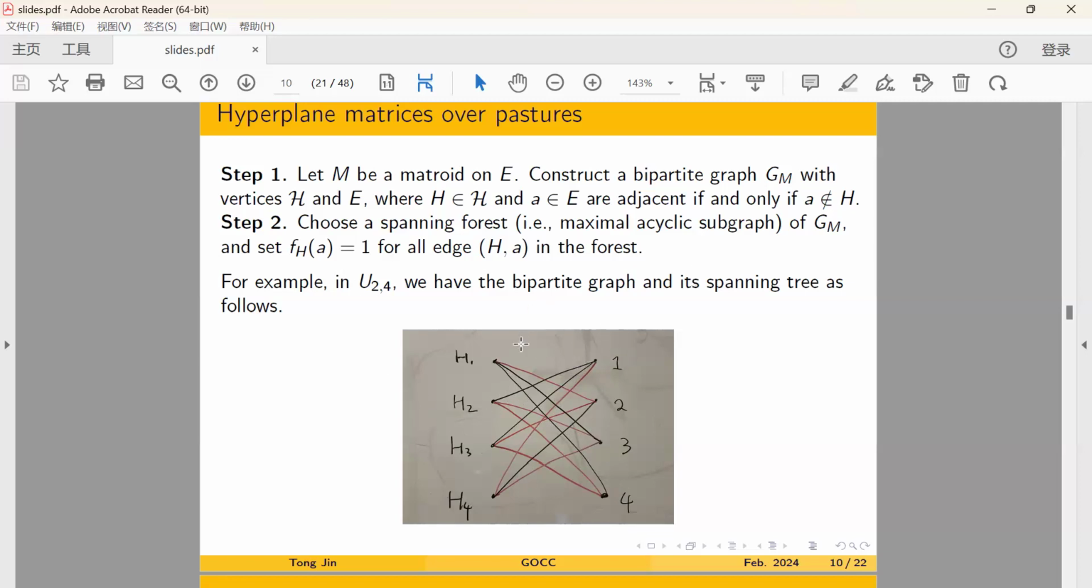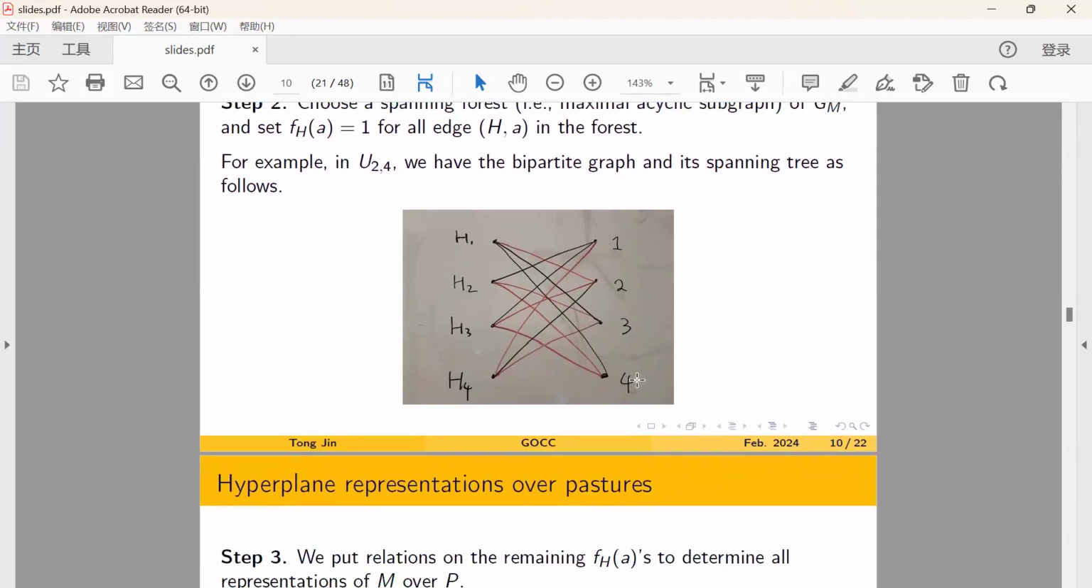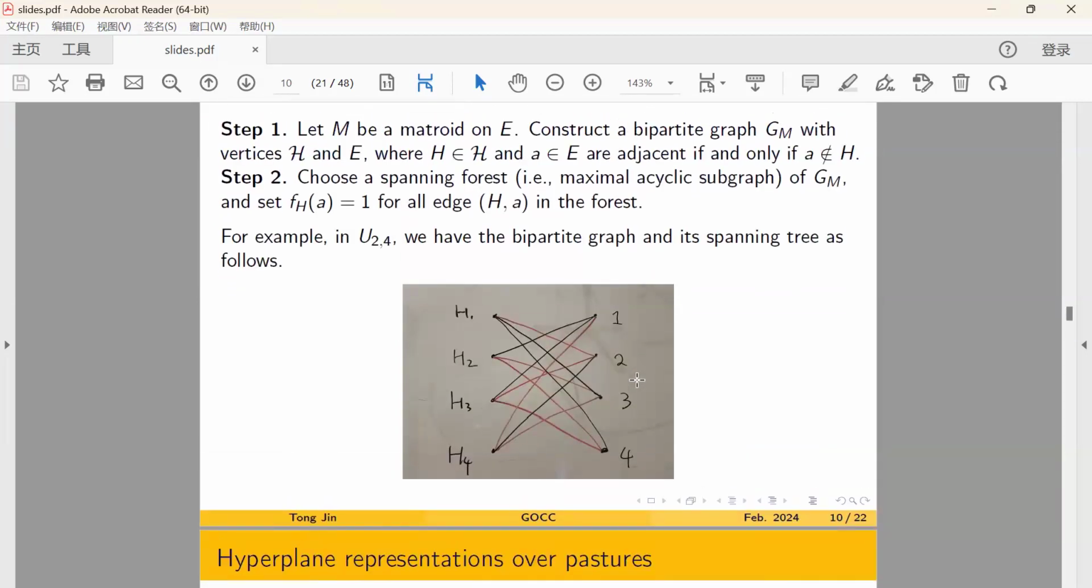Now, once we have a spanning forest or spanning tree, we set the hyperplane function f(H) equal to 1 for every element A if H_A is an edge in the spanning forest. So this is somehow the rescaling part. We fix some rescaling in the representation. Now we have some values of the hyperplane functions, and now we need to determine the remaining things.